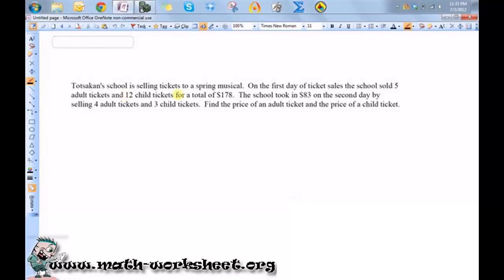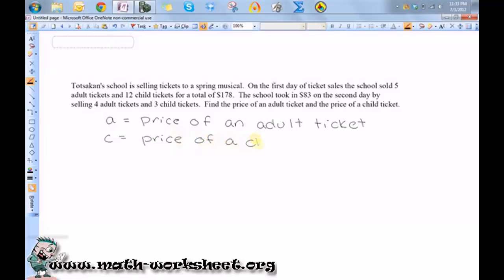Okay, here we have a school that's selling tickets, and we're trying to determine from this data what the price of an adult ticket and what the price of a child ticket is. So what I'm going to do is let A equal the price of an adult ticket and C will be the price of a child ticket.